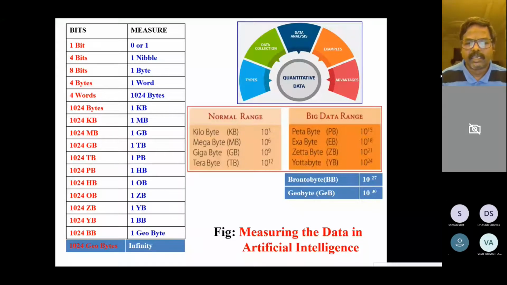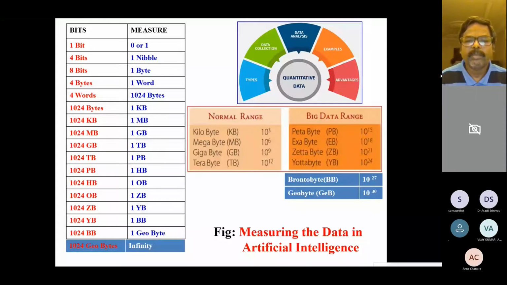1 kilobyte is equal to 10 power 3. 1 megabyte is equal to 10 power 6. 1 gigabyte is 10 power 9. Terabyte is 10 power 12. Petabyte is 10 power 15. Exabyte is 10 power 18.